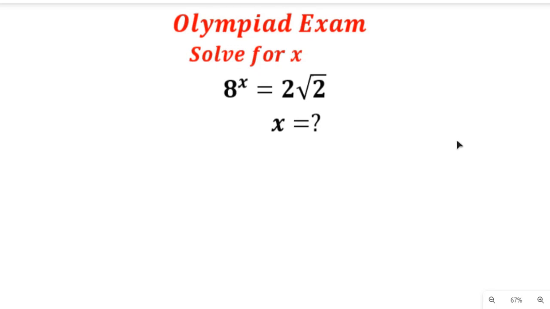Today, we'll solve an Olympiad exam question. We are asked to solve for x in 8 to the power of x equal to 2 multiplied by the square root of 2. Now, we are asked to look for x.